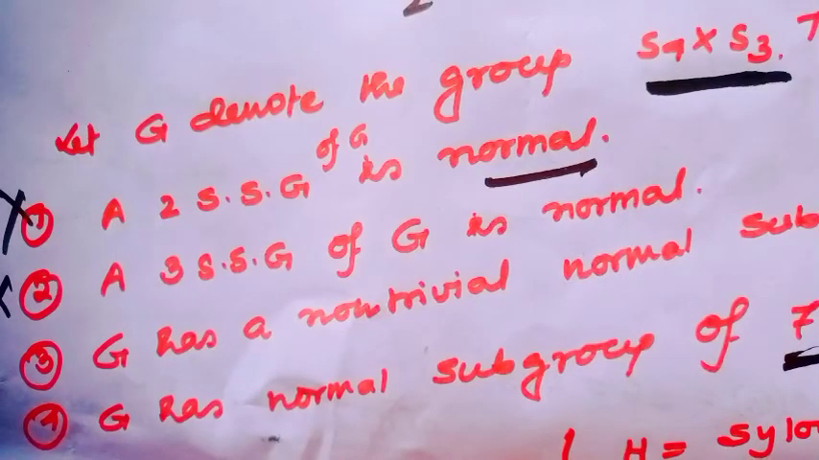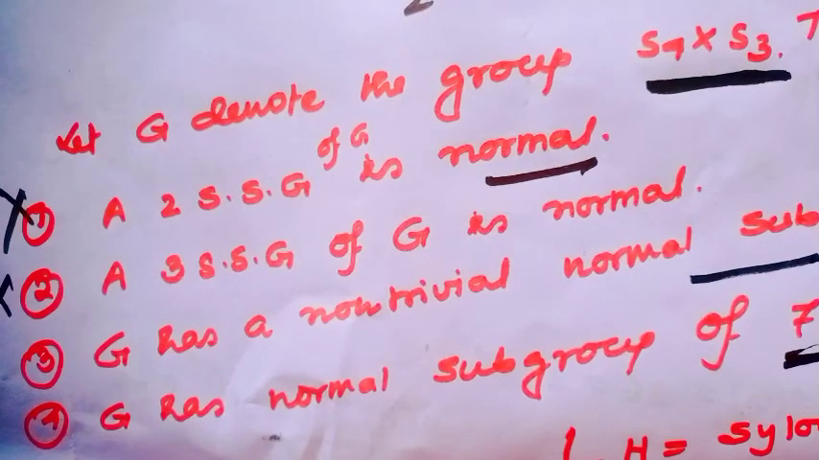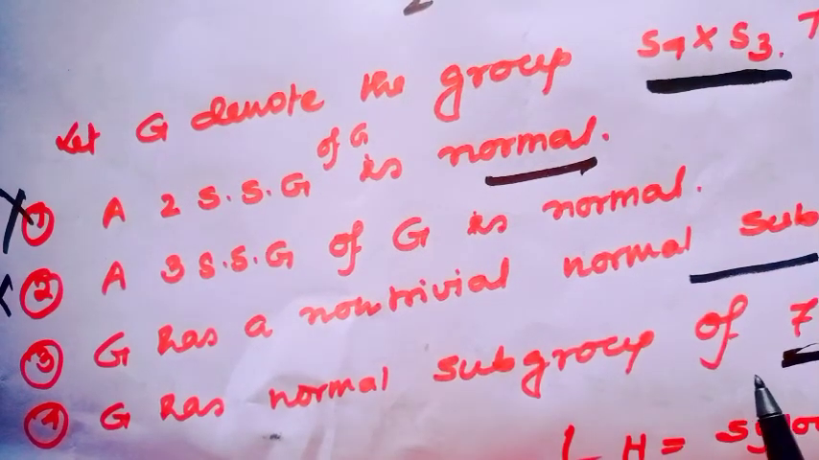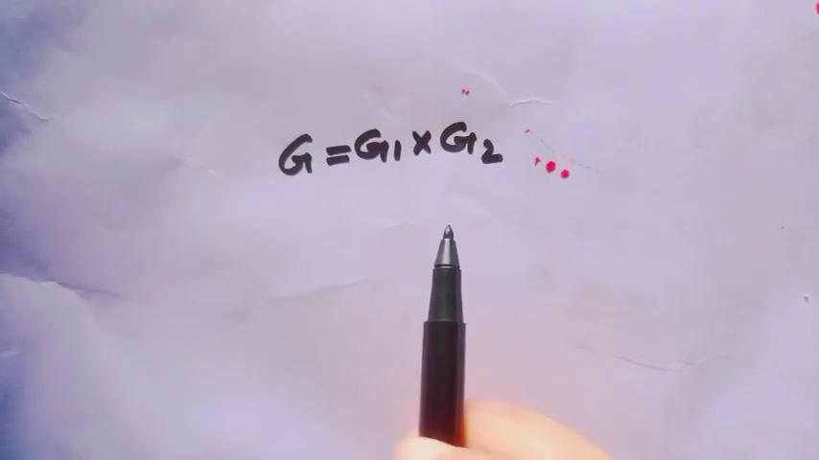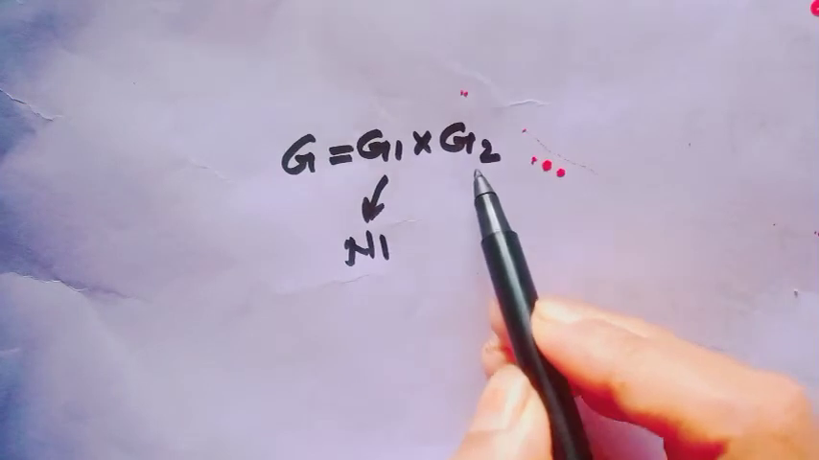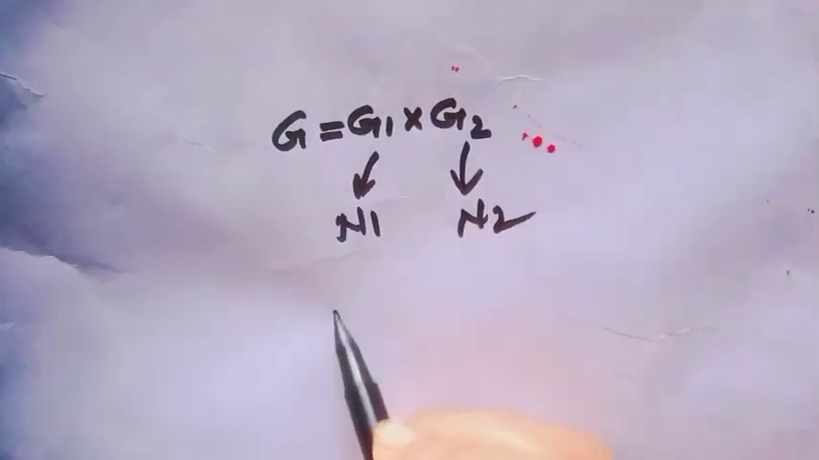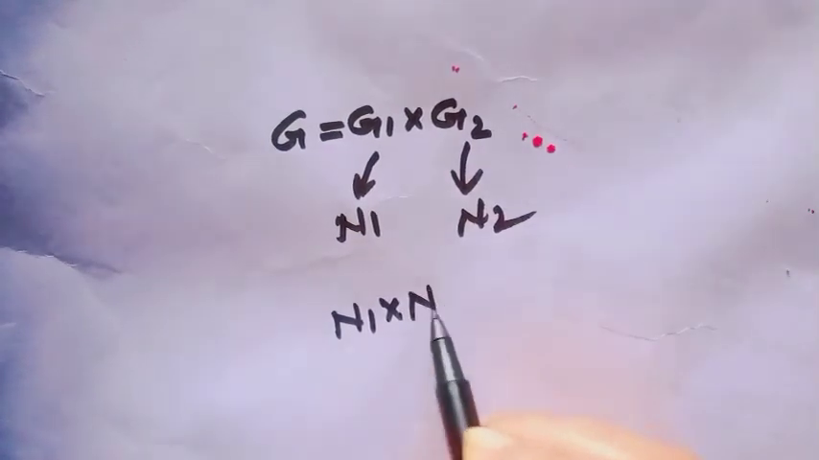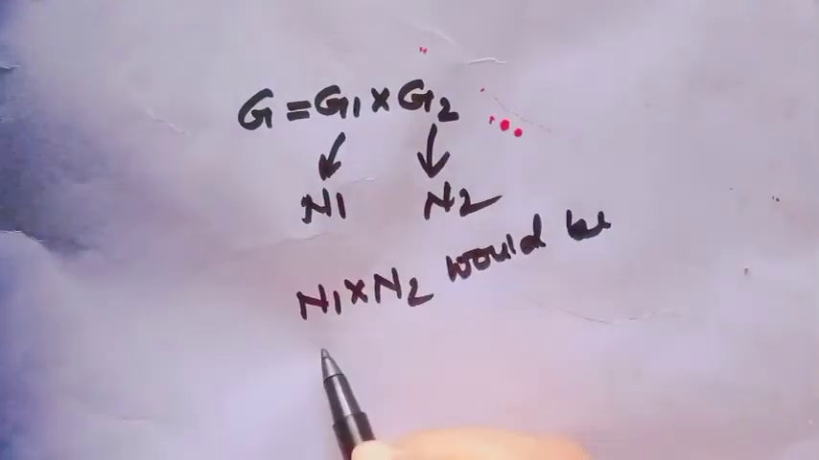Now come back to the third and fourth options. The third option says G has a non-trivial normal subgroup, and the fourth option says G has a normal subgroup of order 72. For this there exists a nice property. If N1 is a normal subgroup of G1 and N2 is a normal subgroup of G2, then N1 direct product N2 would be a normal subgroup of G.